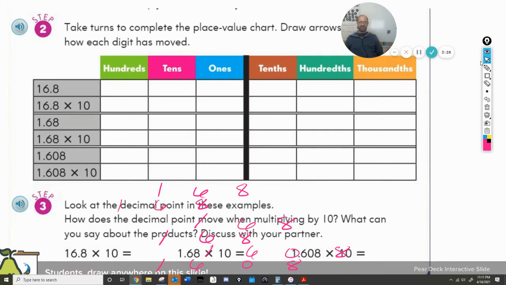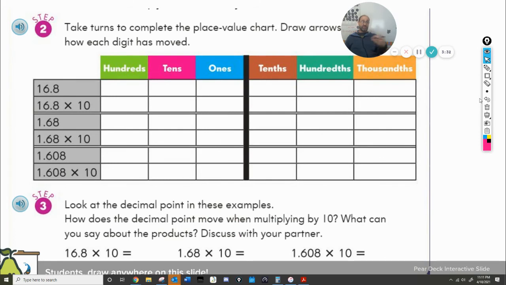Wait, we just did this. All right. Oh, it just said, okay. So this is just kind of the sum up of what I've been saying to you the whole time. How does the decimal point move when multiplying by 10? It goes one space to the, oh, I wonder how this is looking for you. Decimal's going to go one spot to the right. Okay, discuss with your partner. I'm your partner. I just told you. That sounds great.